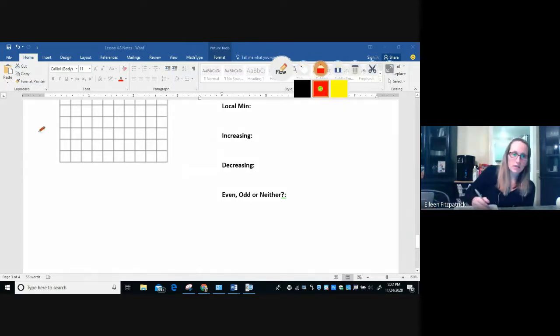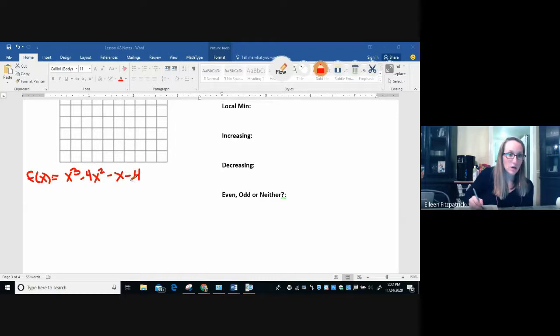All right, so I have f of x equals x to the third minus 4x squared minus x minus 4. So let's see if this can be factored by grouping. x to the third minus 4x squared, then plus a negative x minus 4.